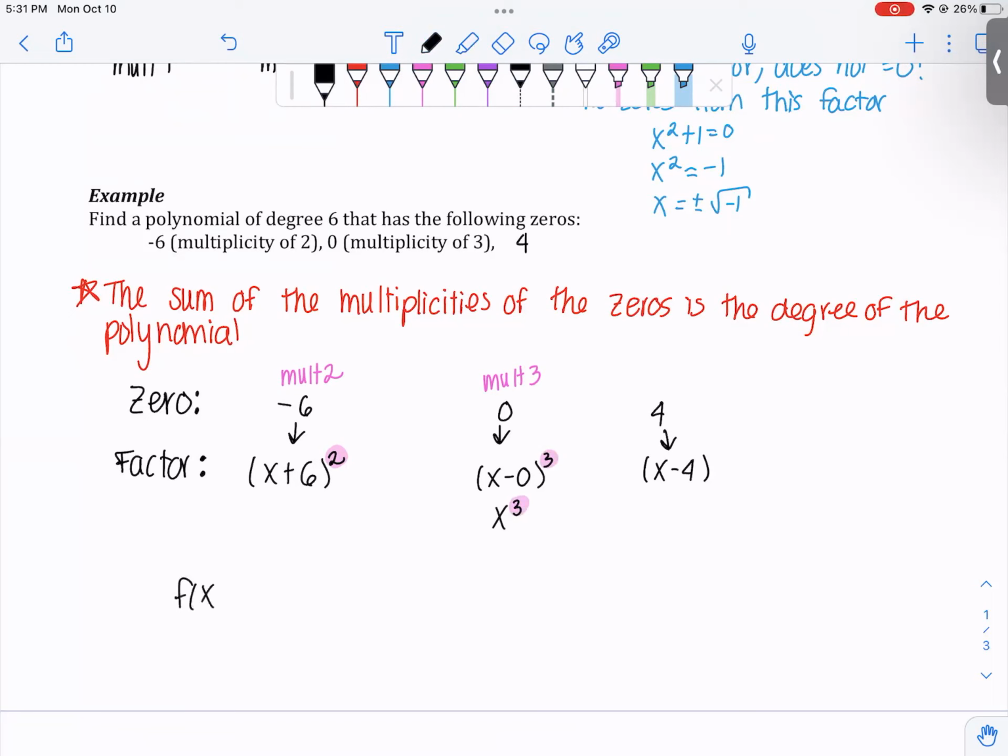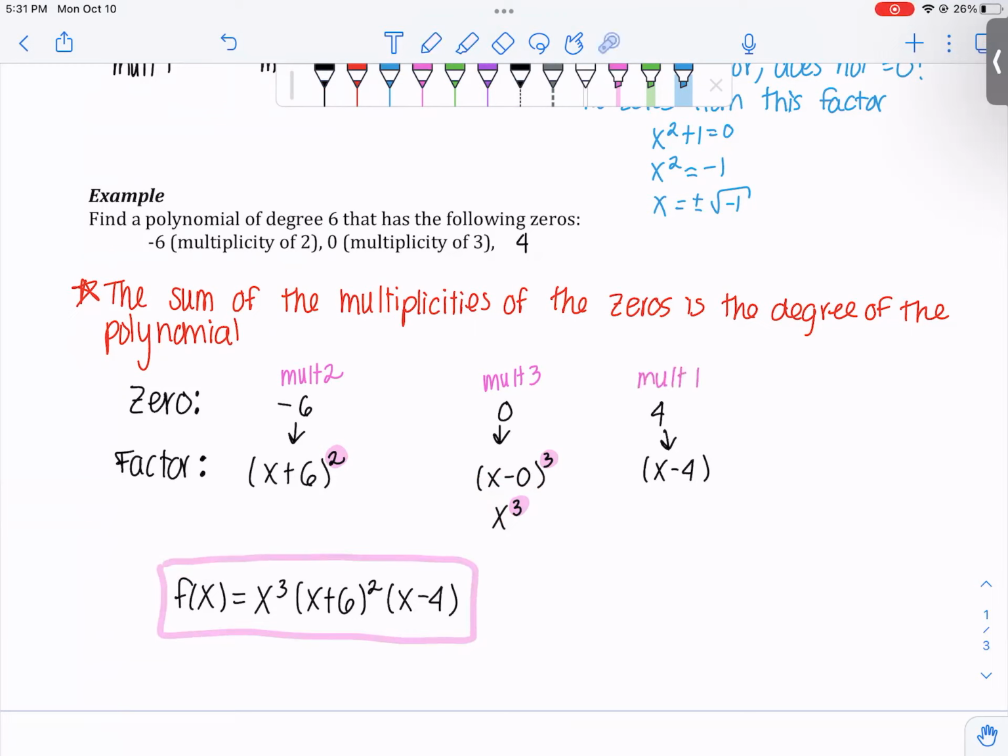So our polynomial, typically if we have a factor of just x, like x cubed, we put that out front. So we put the x cubed out front. Then we have x plus 6 squared, and we have x minus 4. If you were to add up the multiplicities, because this one has a secret multiplicity of 1, 2 plus 3 plus 1 is 6, and that means that this polynomial has a degree of 6.